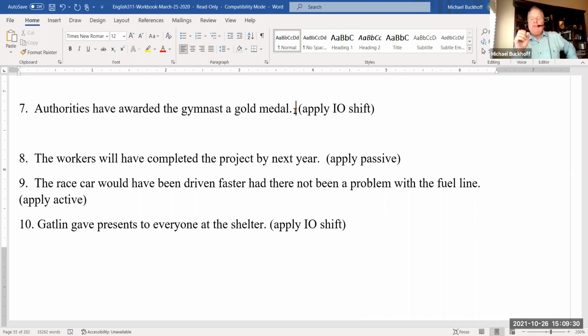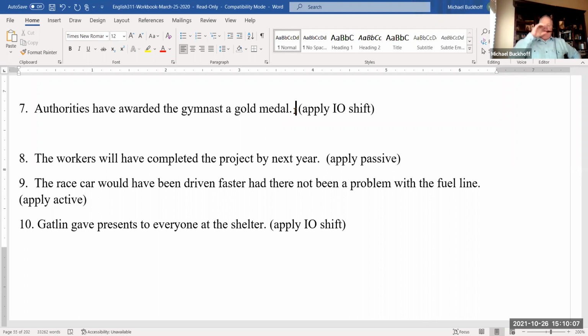Now, how do I know that this is not passive voice? Can anybody answer that question? This is active voice. Authorities have awarded the gymnast a gold medal. How do I know that this is active voice? You removed the "to" and shifted the gymnast. Okay, so instead of using the passive voice steps we talked about, we use the indirect object shift steps, right? So we didn't even do any other changes other than that.